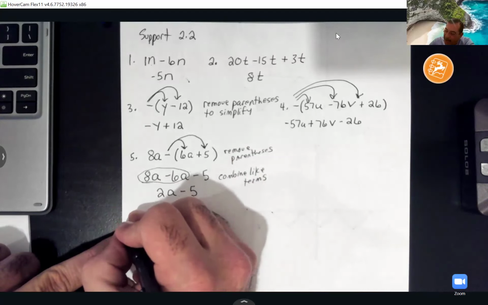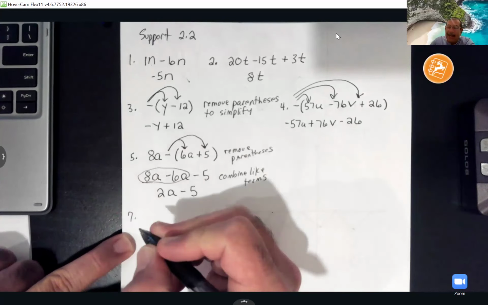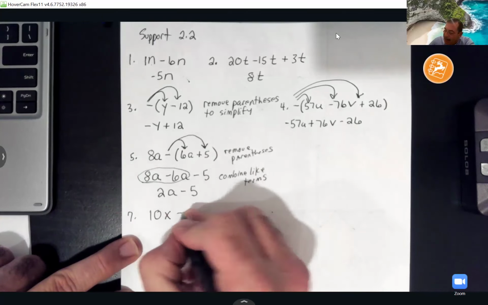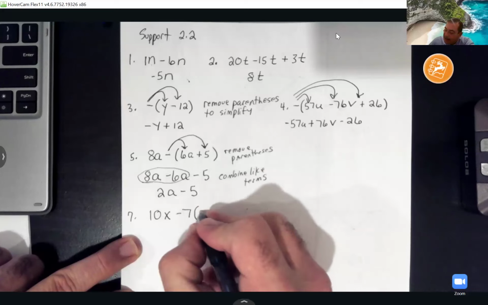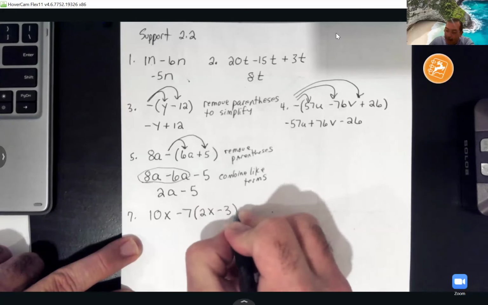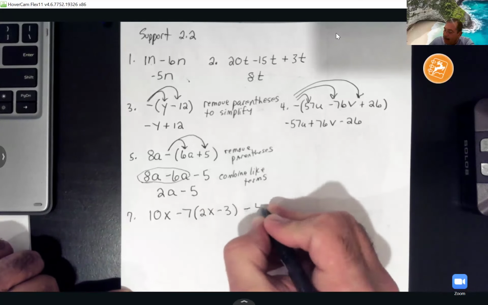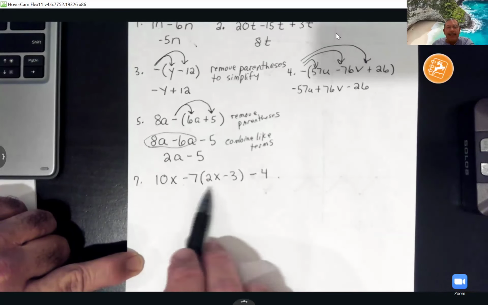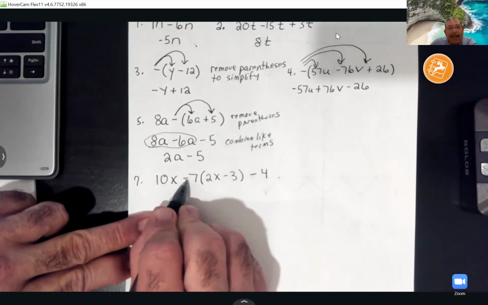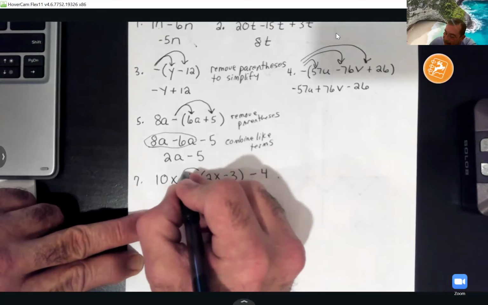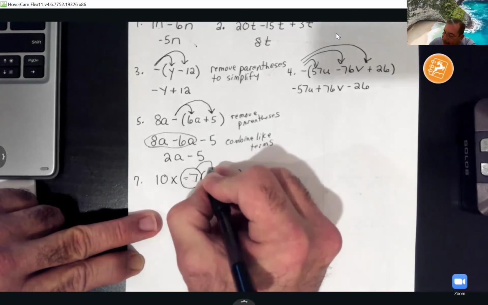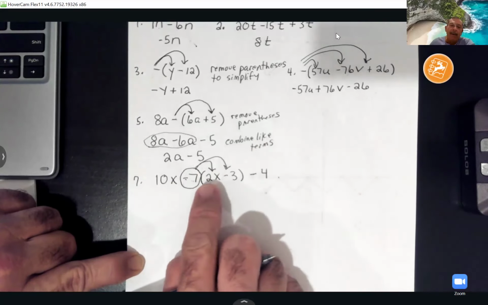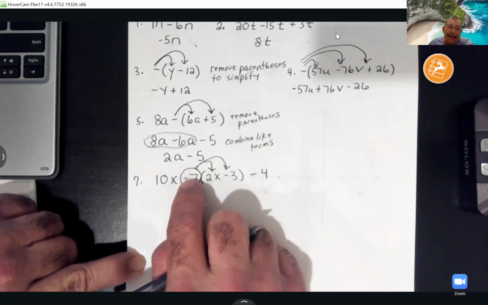All righty, so I'll do one more of these. I'm going to skip 6. And so 7, we have a 10x. Now watch this one. Minus 7, parentheses, 2x minus 3. And then at the end, there's a minus 4. On this one, we've got to get rid of the parentheses first. Since you've got a minus and a number in front of the parentheses, we have to distribute the negative 7 times both parts inside the parentheses. We can't just distribute a 7. It's got to be a negative 7.